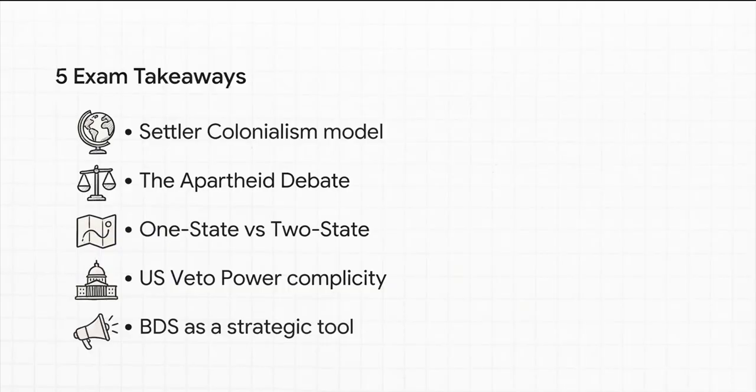Here are your 5 core takeaways to lock down. 1. Pappé's settler colonialism model comparing the state to Australia and New Zealand. 2. The apartheid debate. Pappé calling it worse, Chomsky calling it separationist. 3. The solution divide. Pappé's one state versus Chomsky's two state. 4. Chomsky's devastating critique of U.S. veto power, complicity, and the double veto. And 5. Pappé's view that BDS needs to shift from an impulse to a comprehensive strategic tool. Memorize these 5 points for your 20-mark subjective questions and your objective MCQs, and you'll be golden.